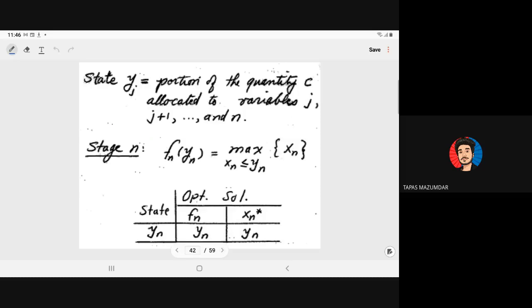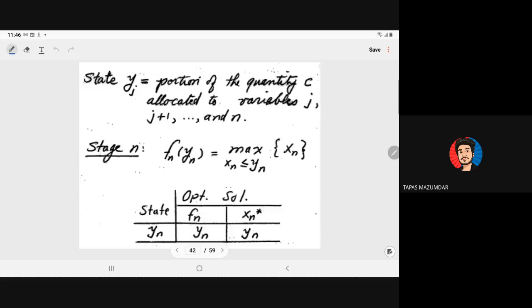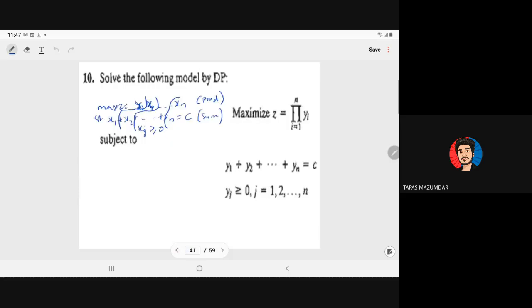So again, what we have to do is decompose the problem into n stages, and in each stage we have one variable. So let yj be the portion of the quantity c allocated to variables j, j plus 1 up to n. It means when we have x1 plus x2 plus up to xn, this much you have to allocate.